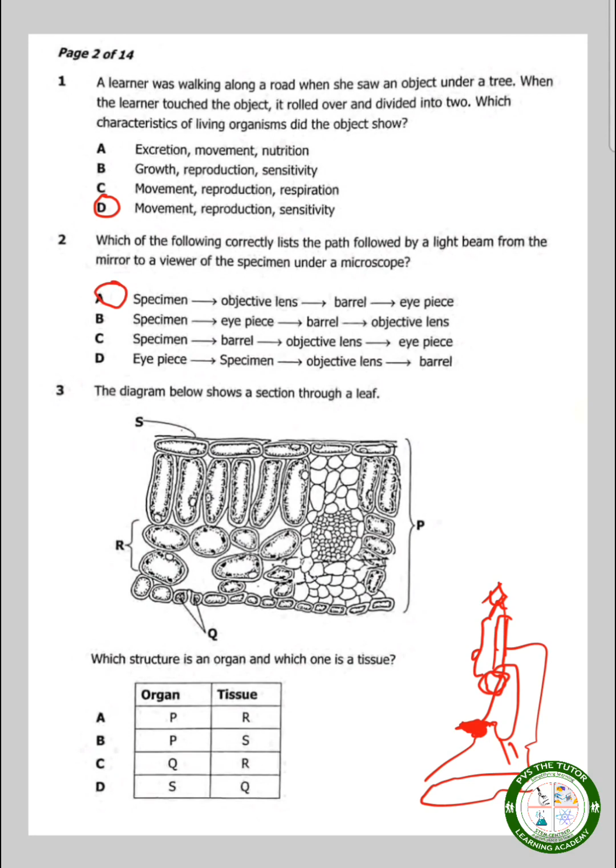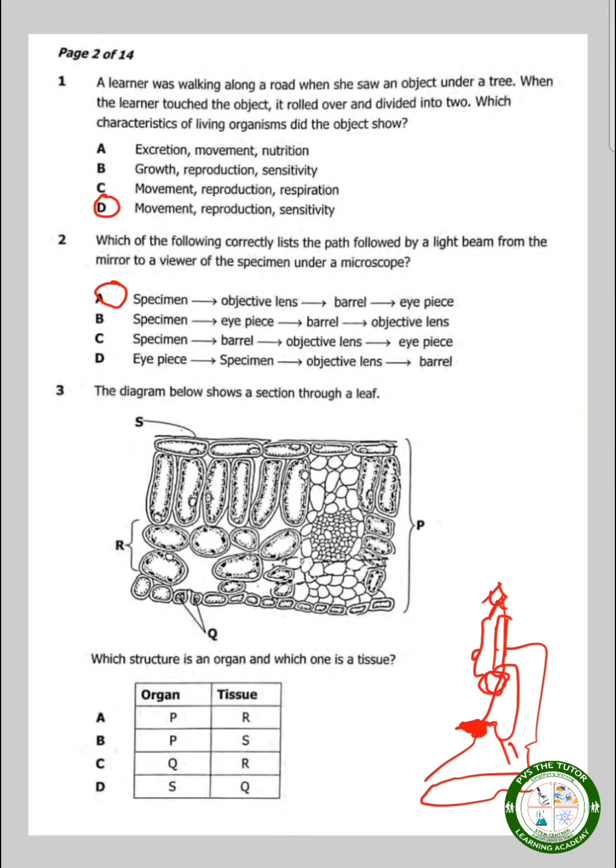Question 3 says, the diagram shows a section through a leaf. Which structure is an organism, and which one is what? And which one is a tissue? I'm saying which one is an organ? So which one is an organ and which one is a tissue? We know that organs are made up of tissues, and tissues are made up of what? Of cells. So when we look at S, is S a tissue? No, S is not a tissue.